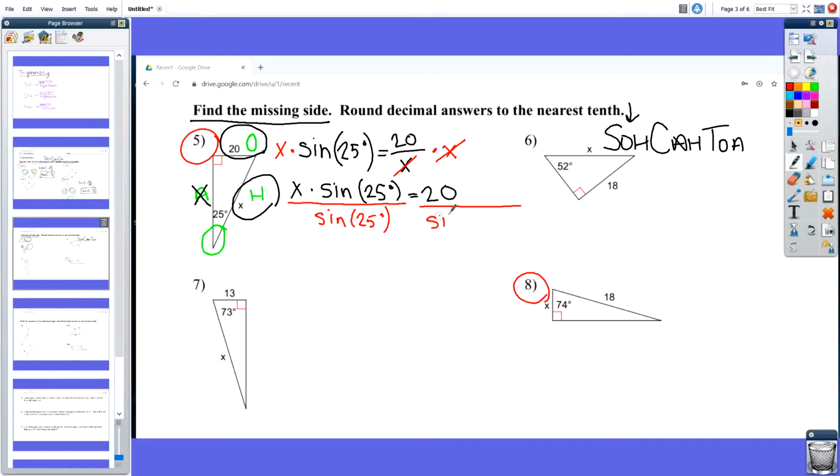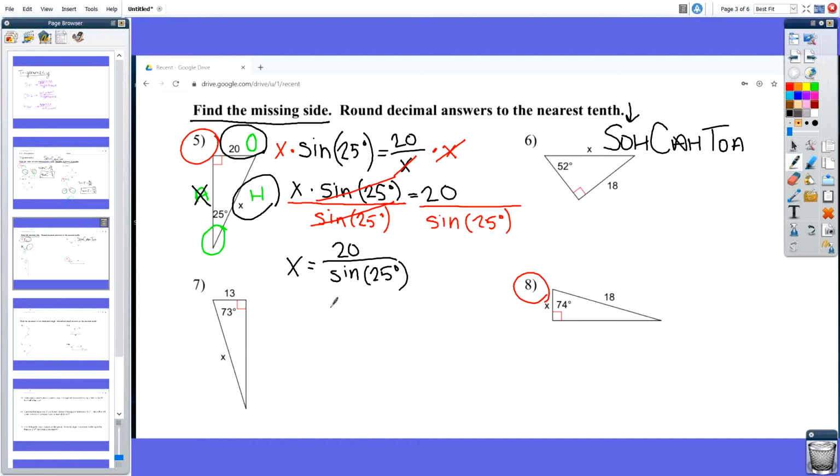Remember, anything that we do to one side, we do have to do to the other side. So that gets rid of all of this and leaves x by itself. So we end up with x is equal to 20 over sine of 25 degrees. Now once you have x on its own side over here, everything on the other side you can just plug right into your calculator, which is what you're going to want to do next.